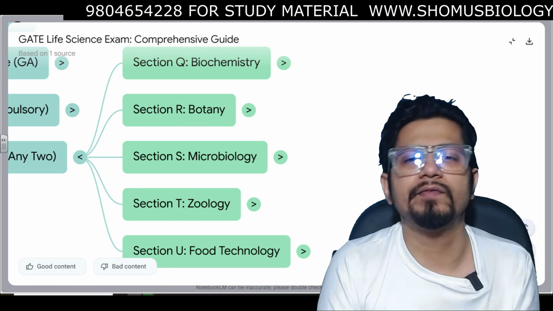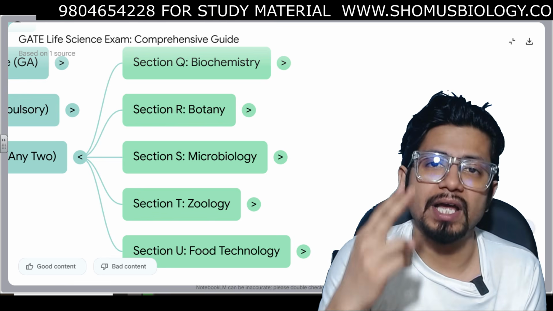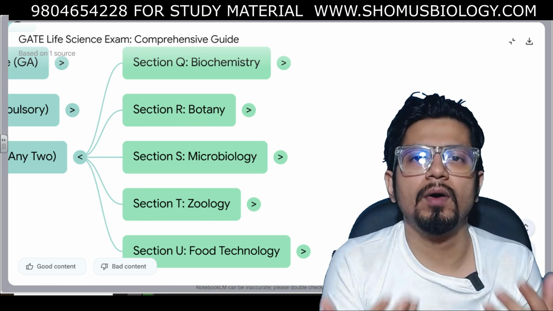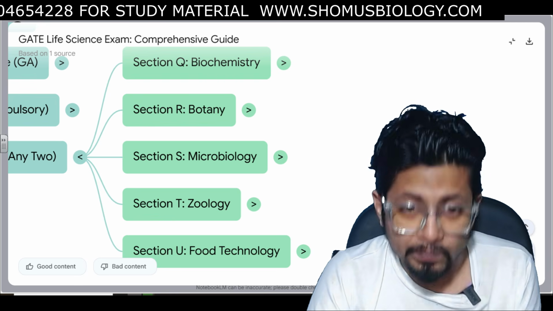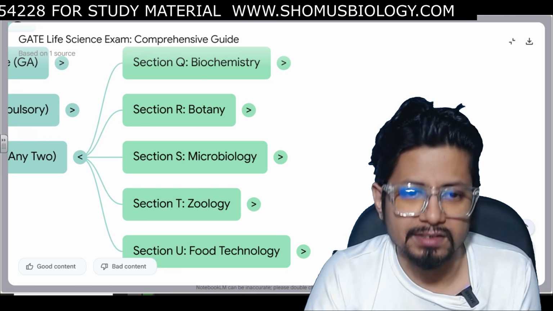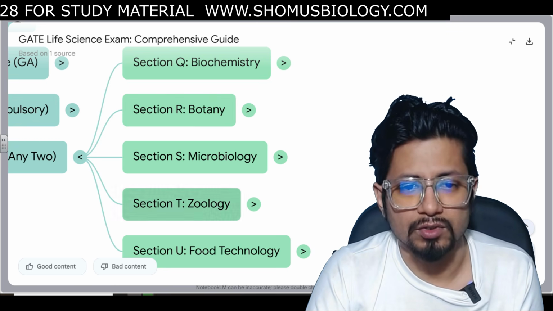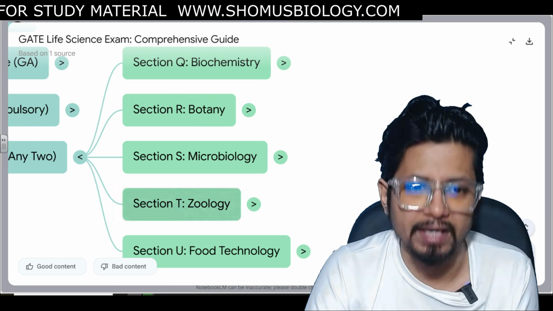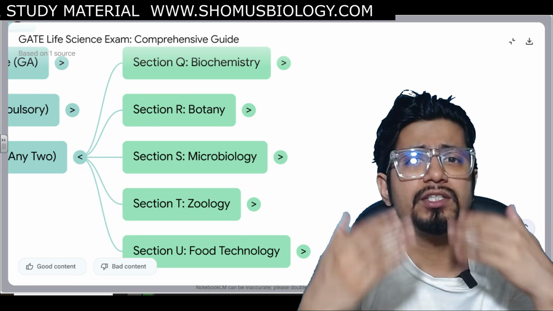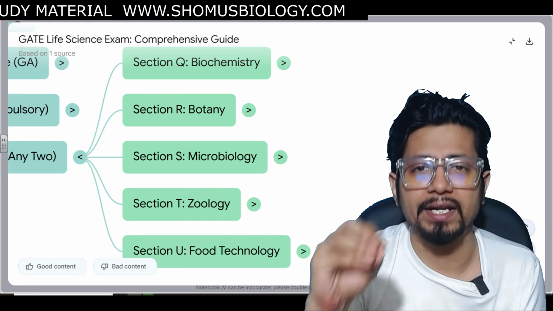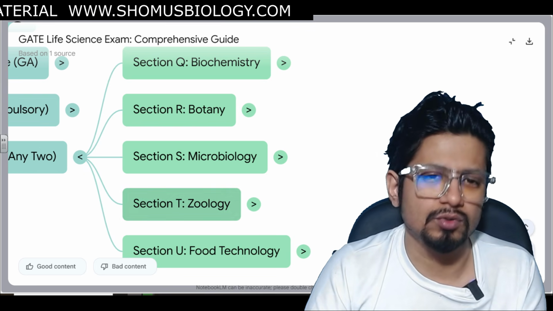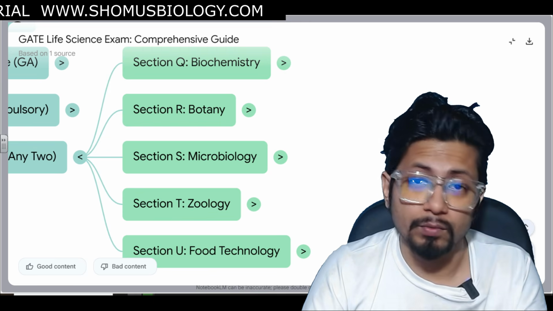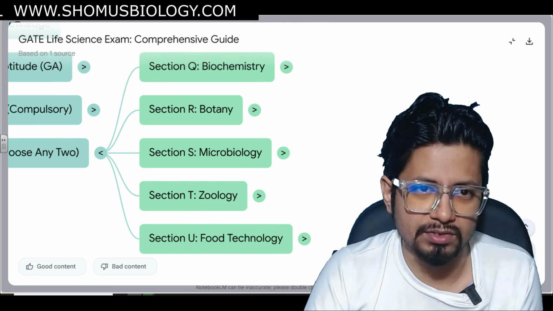From these 5 different sections you can choose any 2. If you are from modern biology subjects, then choose biochemistry and microbiology. If you are from classical biology subjects, then choose zoology or botany. Zoology microbiology, botany microbiology, zoology biochemistry, it is your choice. If you are from food and nutrition, you need to choose food technology, and then you choose zoology probably or biochemistry, which will suit your preparation style.